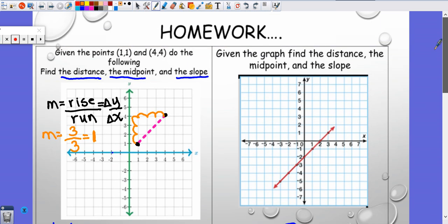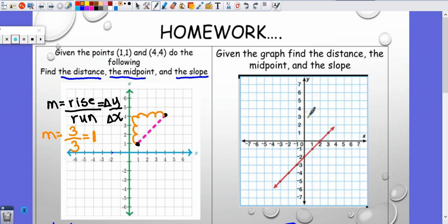Okay, so we found everything here. We got a positive slope, we found our midpoint, and we found our distance. All right, so let's get some more practice in, and I am going to alternate between the methods that I use. Whichever one you use, you should still get the same answer as me. It says given a graph, find the distance, the midpoint, and the slope.